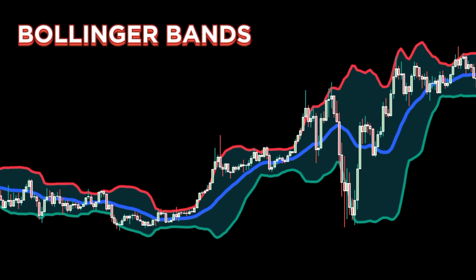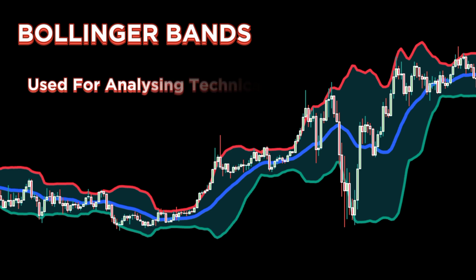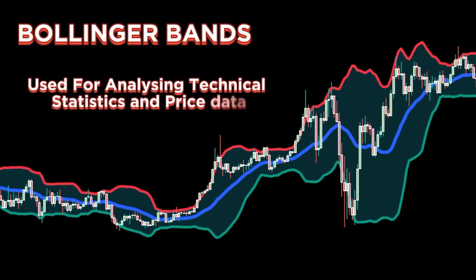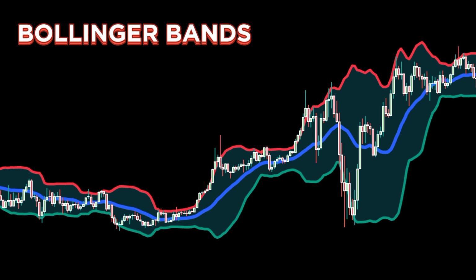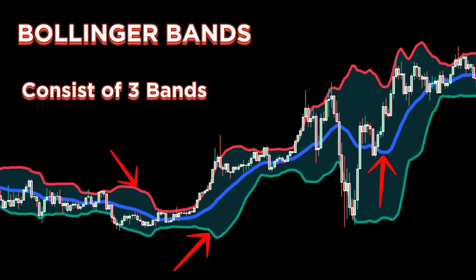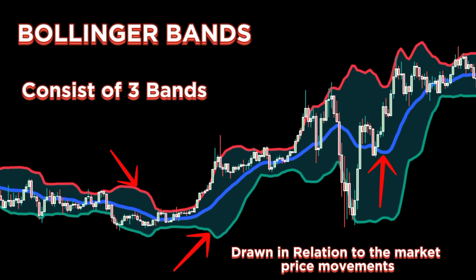Bollinger Bands are one of the most popular trading indicators in the market, used for analyzing technical statistics and price data in order to get the real direction of the market. And just as the name, Bollinger Bands refers to the bands or price channels placed on the chart to represent a range of market volatility. The Bollinger Bands consists of a set of 3 bands which are drawn in relation to the market price movements.